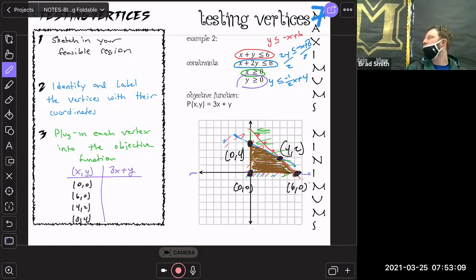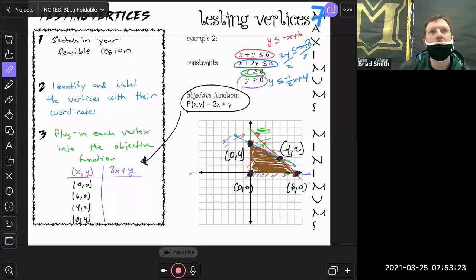All right, and I'm going to plug those into my objective function. So my objective function was here. I'm going to plug those into my objective function. And that's how we are going to test our vertices. So I got 0 for x, 0 for y. So 3 times 0 plus 0 is 0. 3 times 6 is 18 plus 0 is 18. 3 times 4 is 12. 12 plus 2 is 14. And then 3 times 0 is 0 plus 4 is 4.